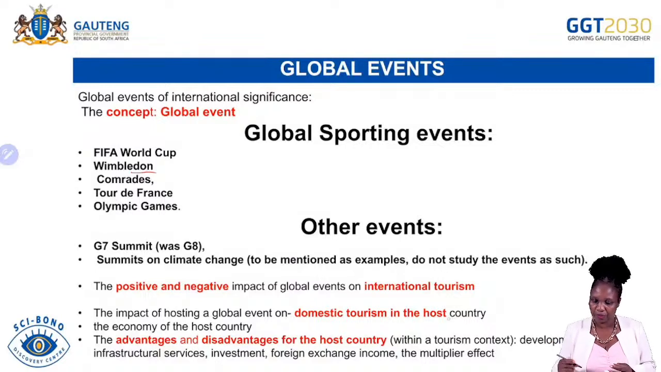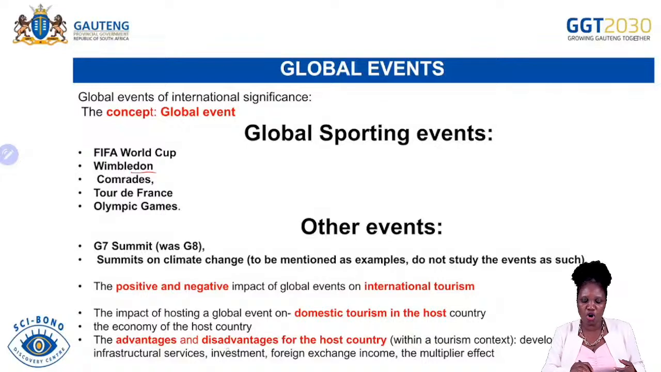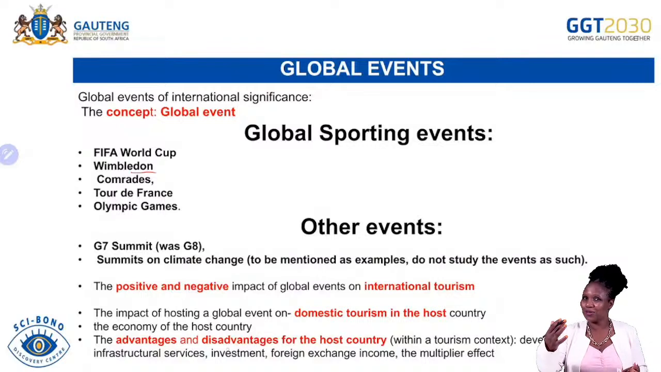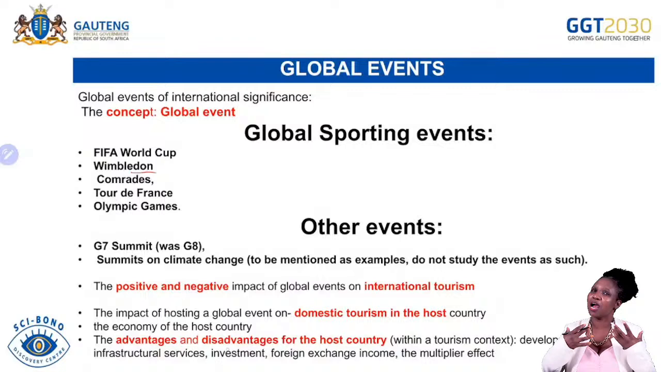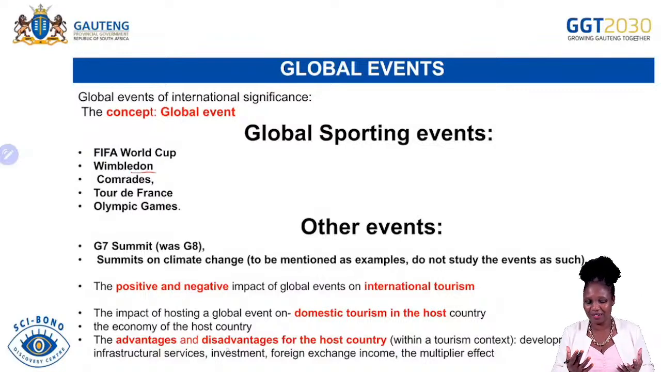All right. And then what about the economy of the host country? When we talk of the economy of the host country, we're going to get a lot of revenue. Why? Because the tourists will be coming into the country and they are going to spend. All right? And then at times, the negative part, we can use a lot of money to prepare for the global event, and in return, we don't get that money back. All right? That's the negative part.